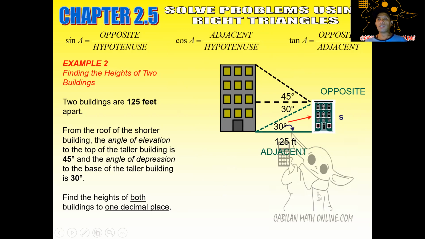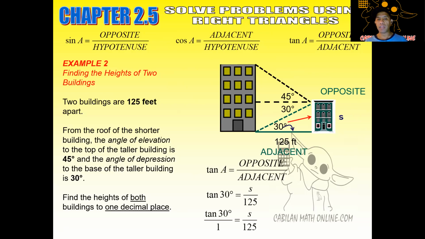So again, just like the previous question, we're going to use the tan ratio and just put the numbers in. So we have tan of 30 equals S over 125. Remember, since we're solving for the length of the side, we put the tan 30 over 1 there, and then cross multiply. When we put that in your calculator, the height of the smaller building would be 72.2 feet.